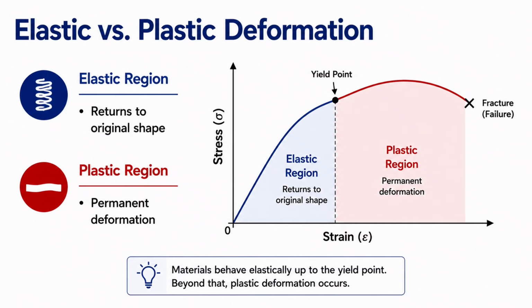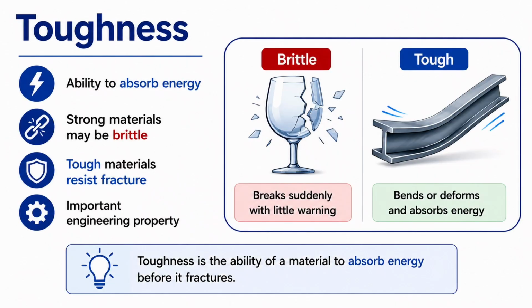When a material is loaded, it first behaves elastically. In the elastic region, the material returns to its original shape when the load is removed. If the load becomes too large, the material reaches its yield point and enters the plastic region. In this region, permanent deformation occurs. Even after the load is removed, the material no longer returns completely to its original shape.